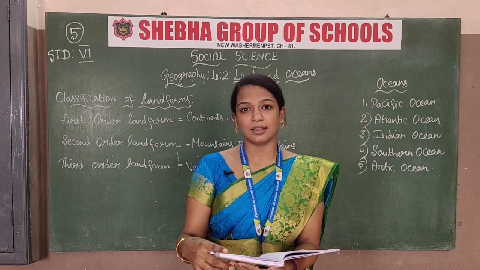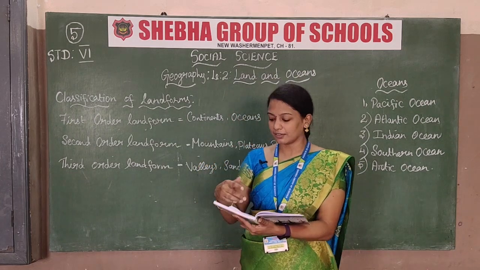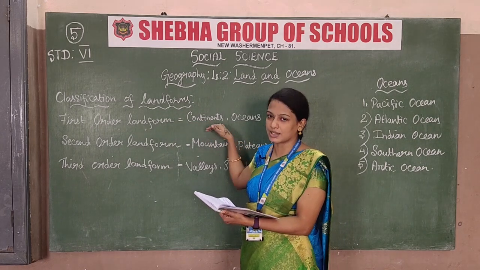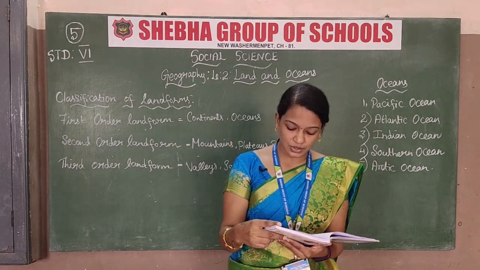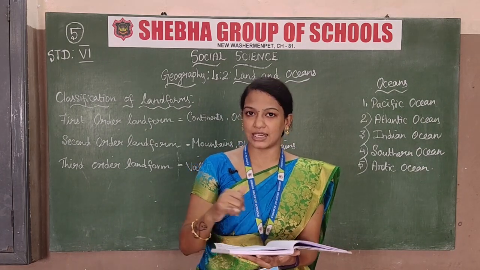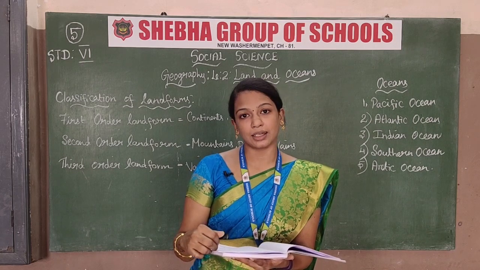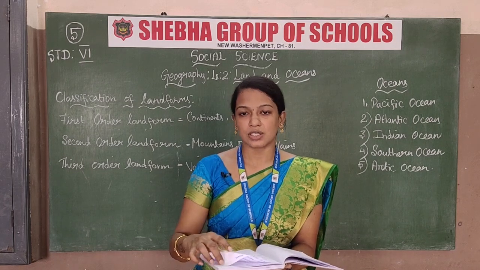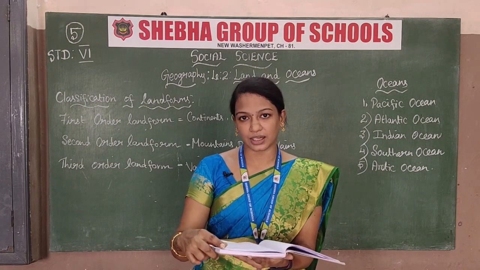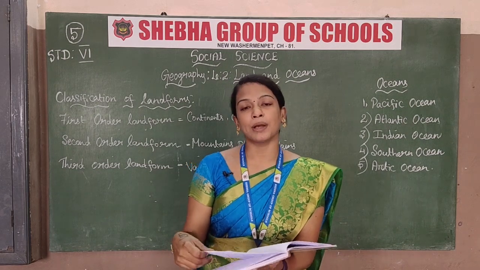Now we are going to see the explanation for the classification of landforms. First we are going to see the first order landform. In the first order landform we have continents and oceans. We have 7 continents. What are they? Asia, Africa, North America, South America, Antarctica, Europe and Australia.